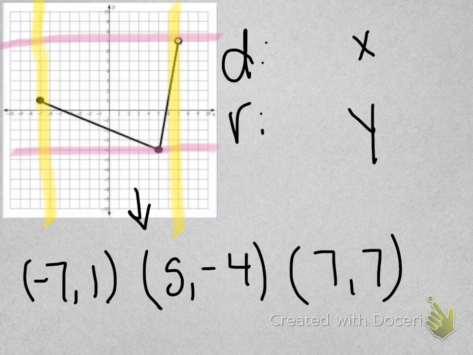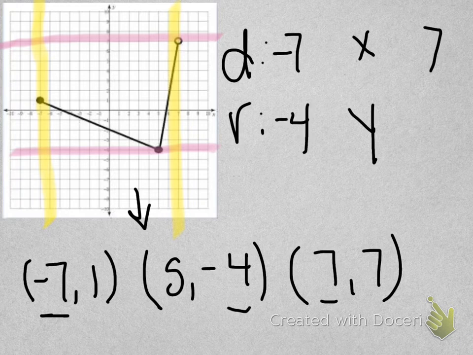So on the left goes your smallest x and your smallest y. So when I look at all of these, my smallest x is right here, -7. My biggest x, +7. Then for my range, my smallest y is -4, so I'm going to put -4 right here. My biggest y is right here, which is 7.